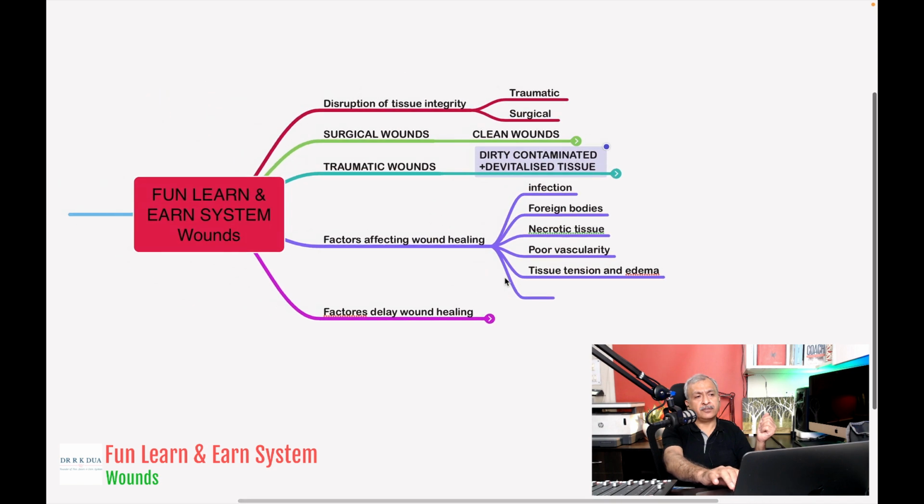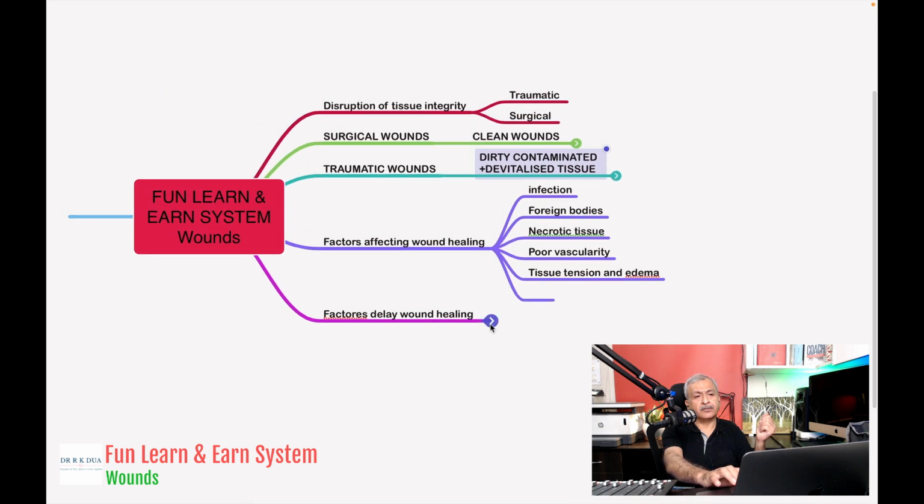So what are the various factors that delay the healing of the wound?